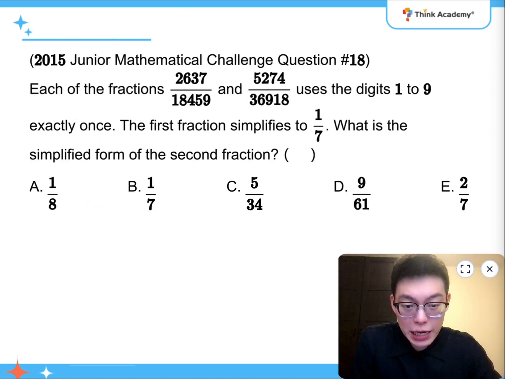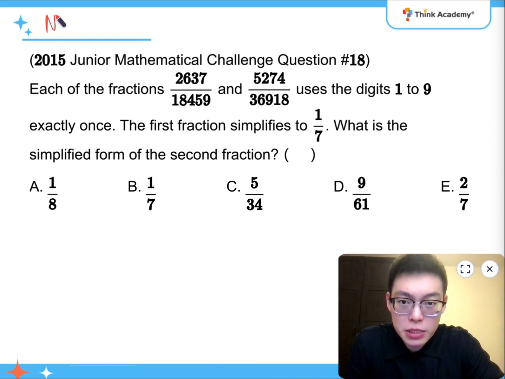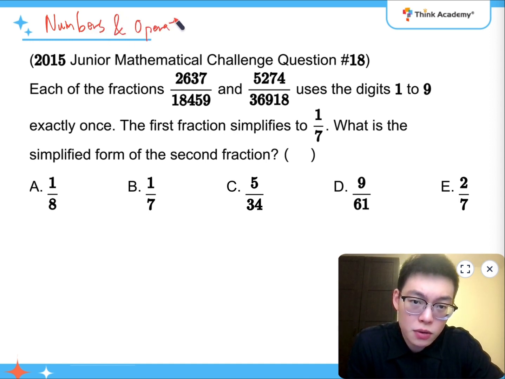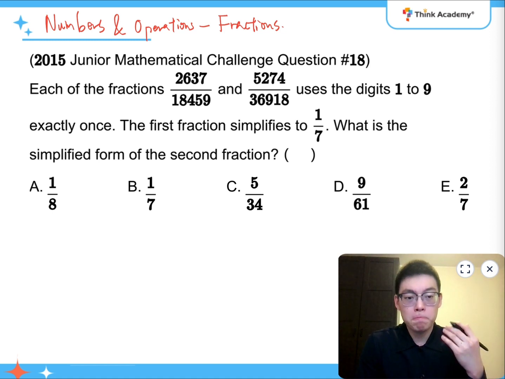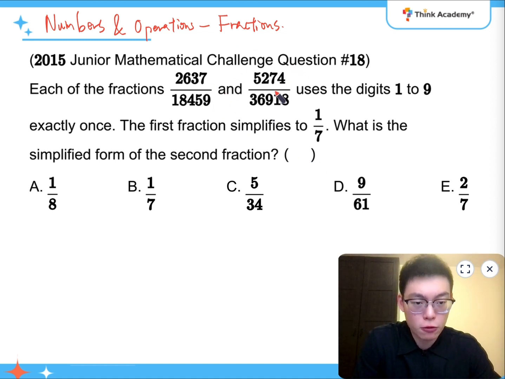And then for question number 18, this one is, I would say, pretty simple. It is a numbers and operations question on fractions. So you just need to use a little bit of observation in this question. Well, these fractions are certainly large enough such that it would be hard for you to divide the denominator by the numerator. Of course, you can do that to find the fraction in its simplest form, right?